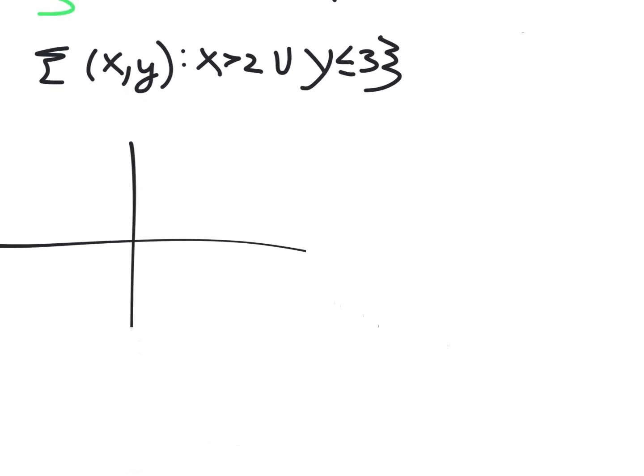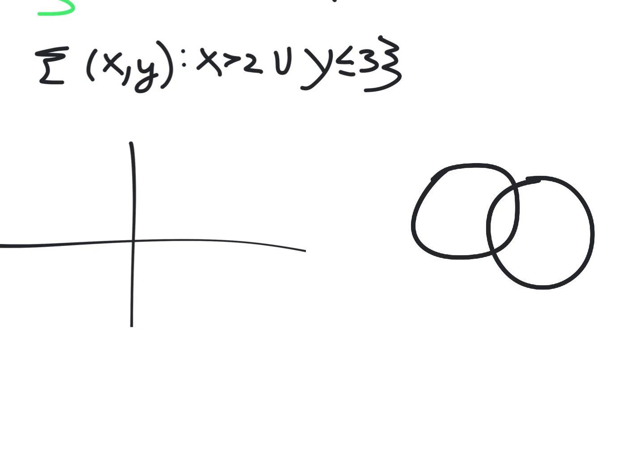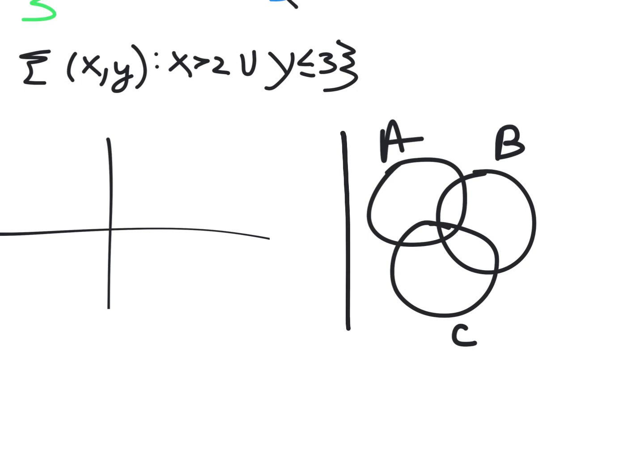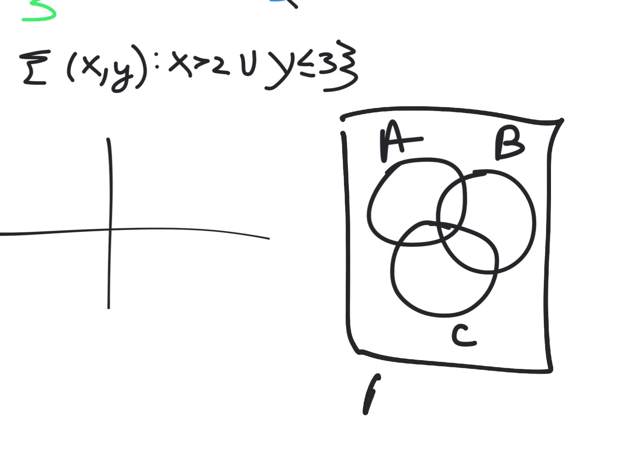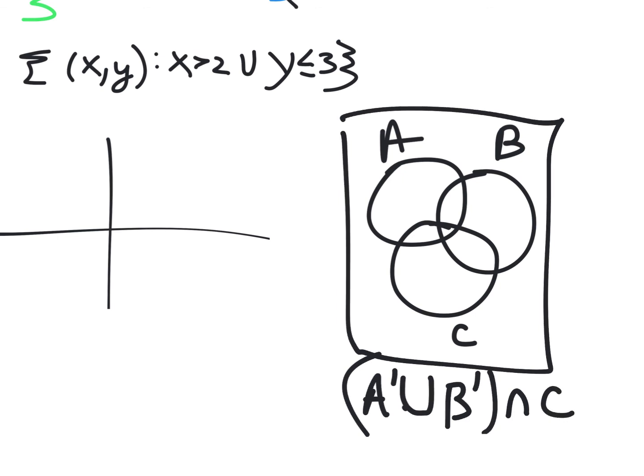I'm going to give you one more to work on. In a triple Venn, where it's A, B, and C, I'd like you to try to shade in not A, union, not B, intersected with C. I'll pause for a second.